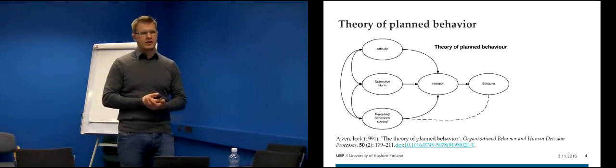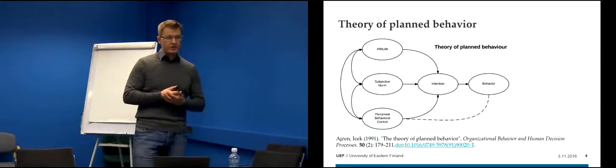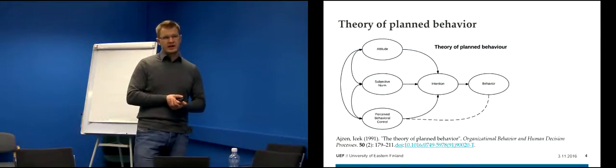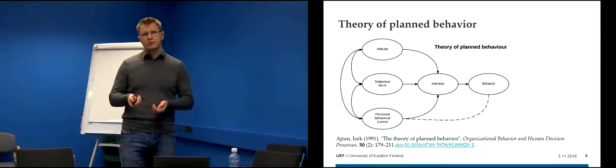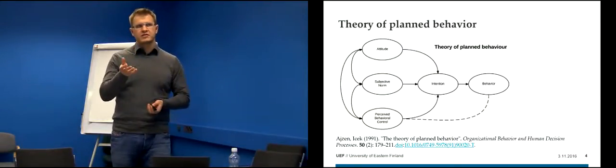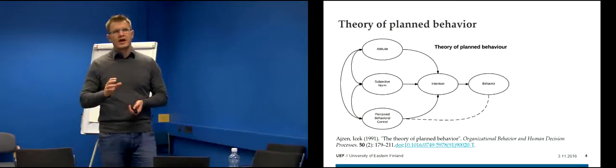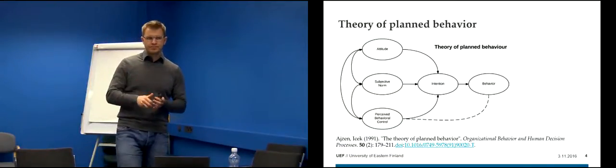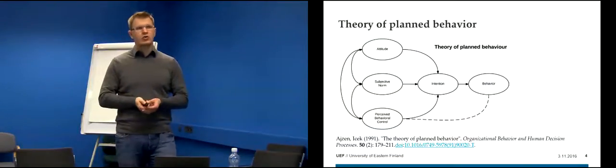So the person has certain control about his actions. And also, what is new in this model compared to the theory of reasoned action is that attitude, subjective norm, and perceived behavior control have also effect on each other. So they are all connected.